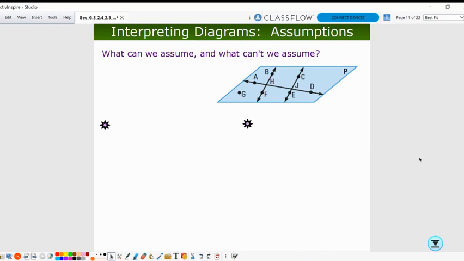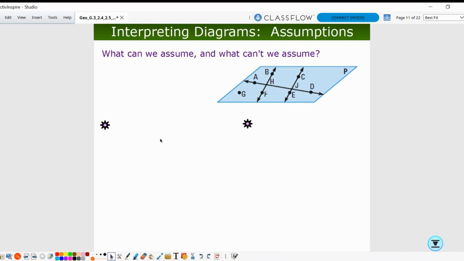We're going to take a look at some diagrams and see what kind of assumptions that we can and cannot make. So here we have a plane. It looks like we have plane P. I see lots of different points on that plane, and I see lots of lines. I've got 3 lines. We have line H and F, line C and E, and line A and D. H is going to be this point of intersection. J is going to be that point of intersection. We also have point G kind of hanging out in space, but also it looks like it's on the plane.